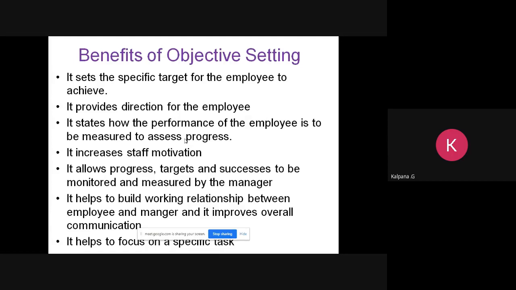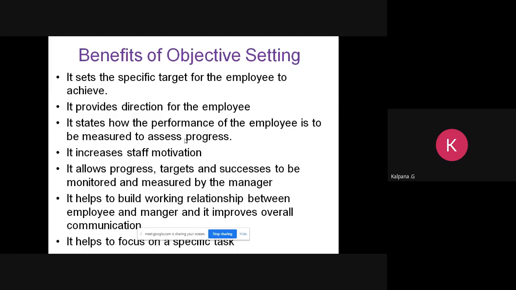The second point is that it provides direction for the employee. Based on the objectives set, the employees are going to start with their allotted tasks. The third point is that it states how the performance of the employee is to be measured to assess the progress. The progress here is the progress of the department as well as the progress of the organization. So objectives help in measuring the performance of the employees.